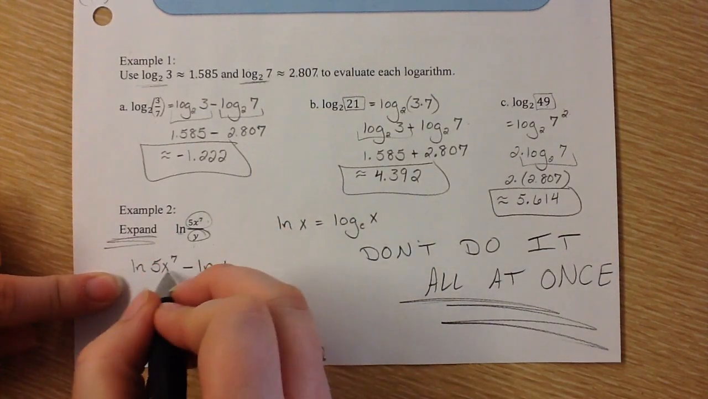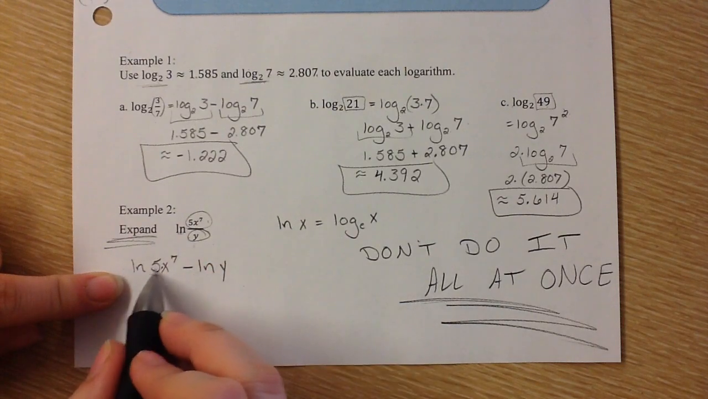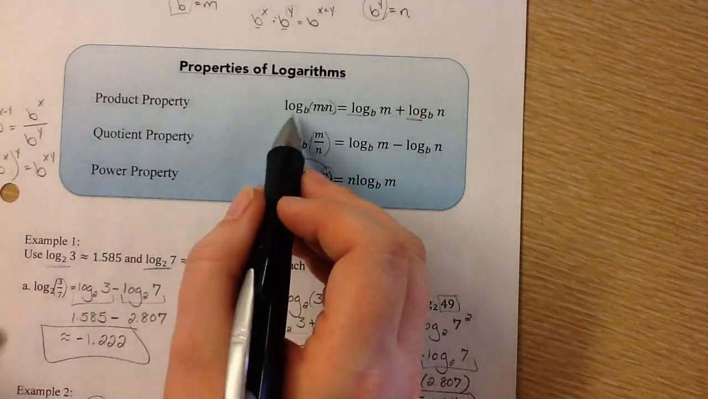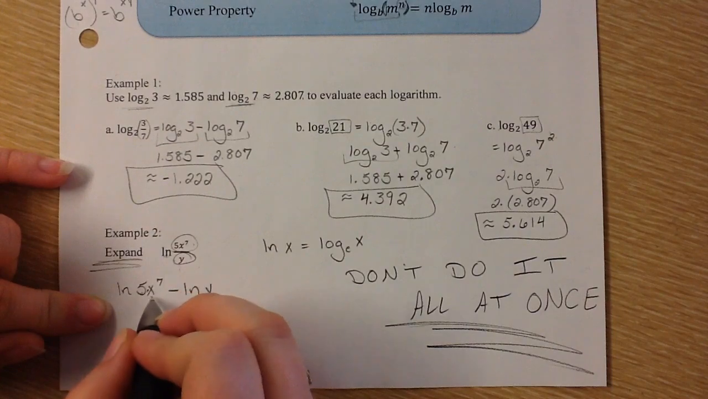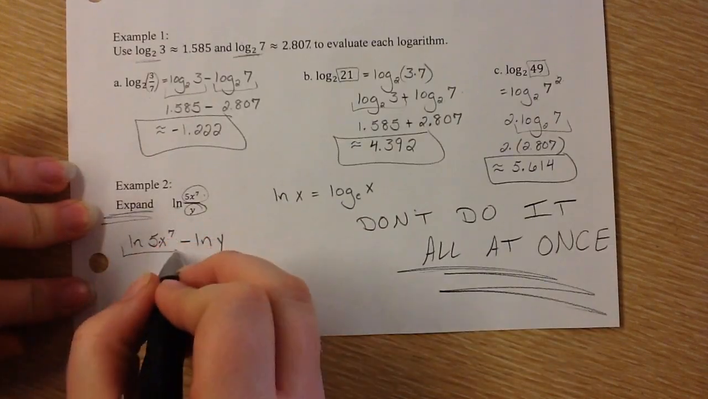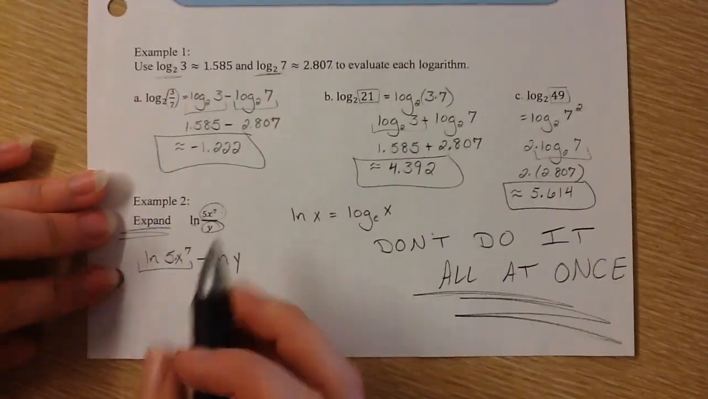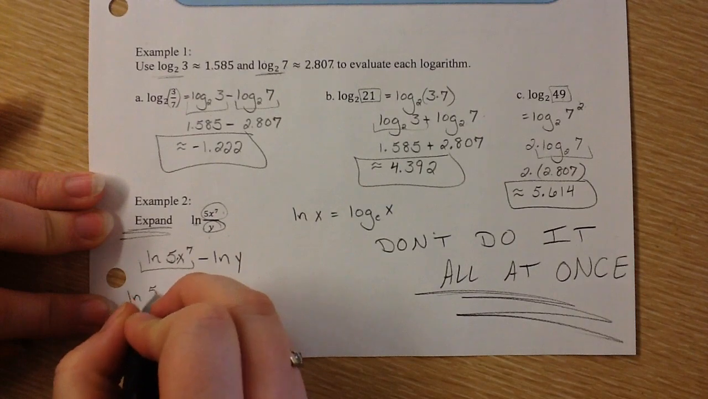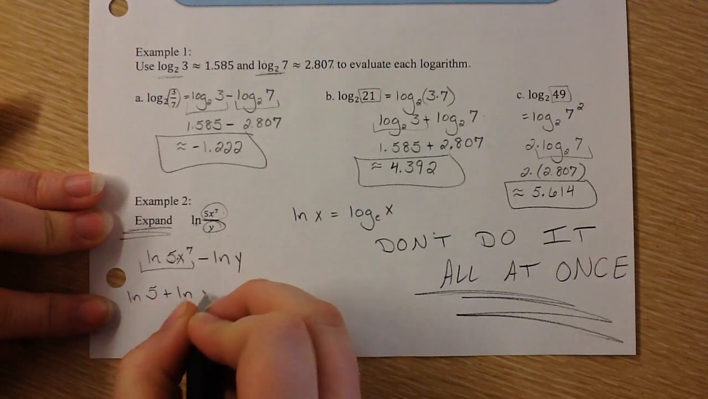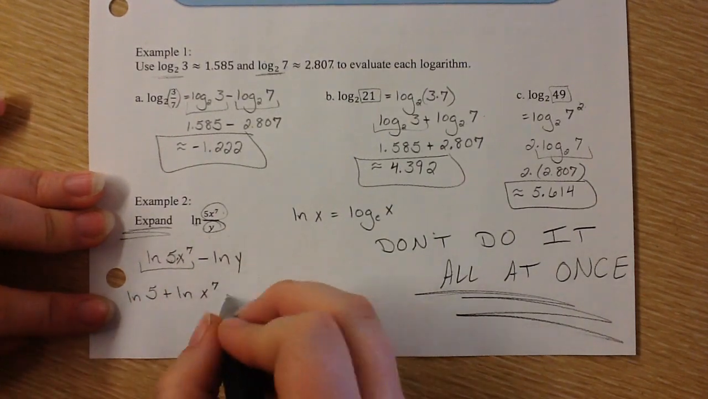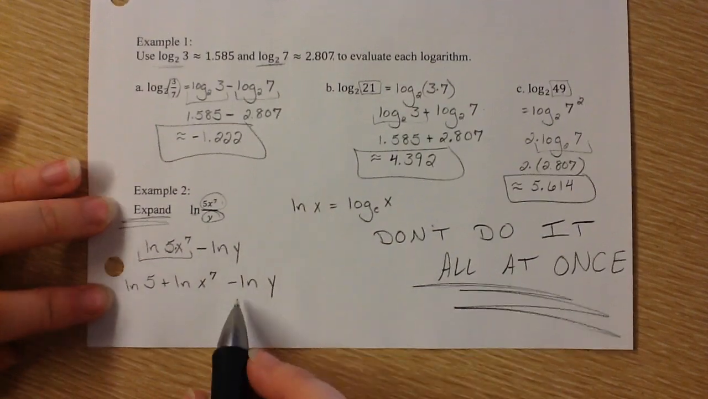I can't do this exponent yet because it's multiplied by a 5 right now. So I'm going to use the multiply. I have 5 times x to the 7th. So I'm going to split this guy up using my product property. So I have 5 times x to the 7th. So I'm going to divide this up into the natural log of 5 plus the natural log of x to the 7th. And then we still have that natural log of y in the back.